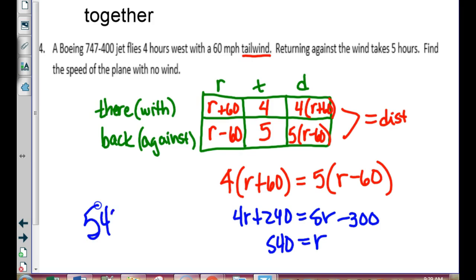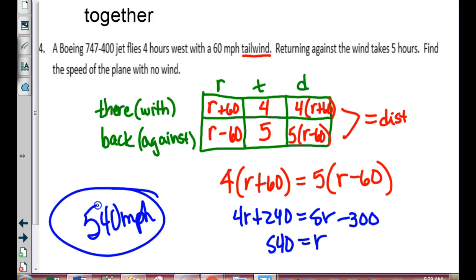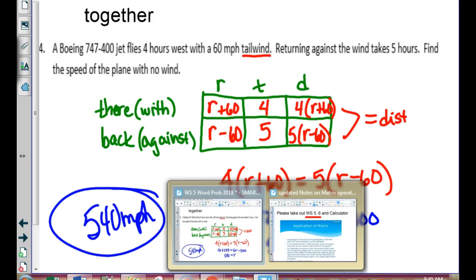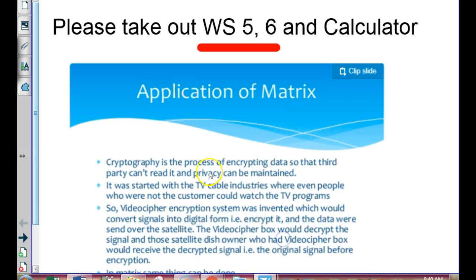Anybody get 540 miles an hour? Okay. So those are the kinds of questions that you could possibly see. We'll spend some more time focusing on the one that might be the kind that are on the quiz. All right. So that was warm up and finishing talking about review of systems.